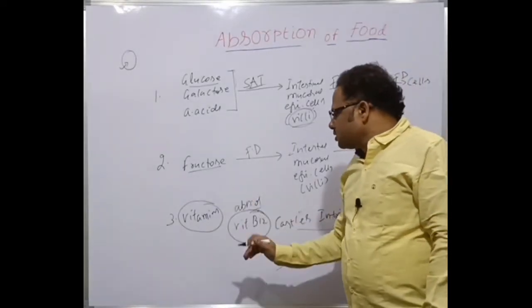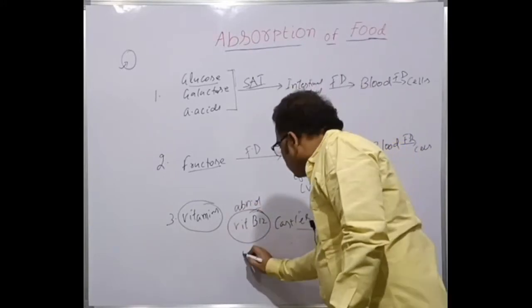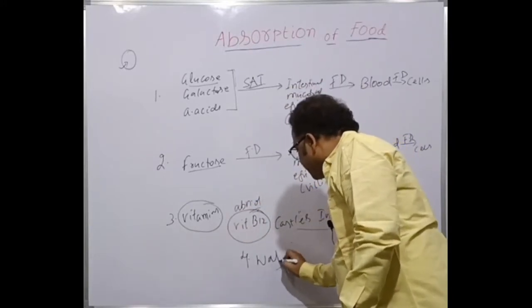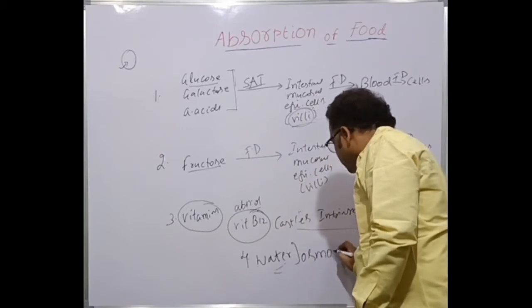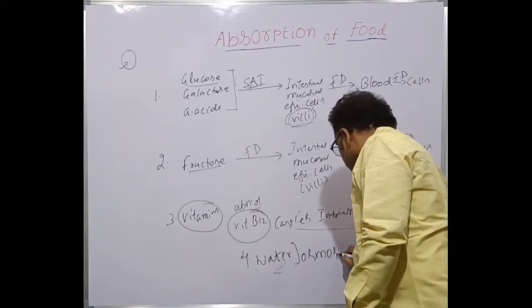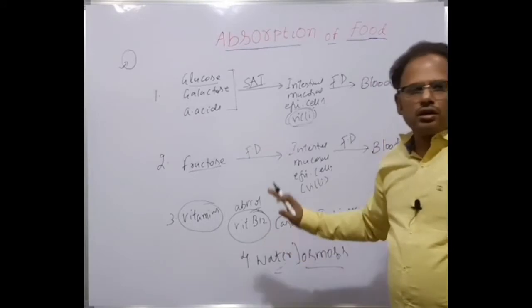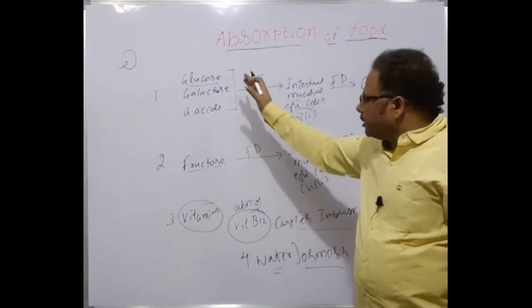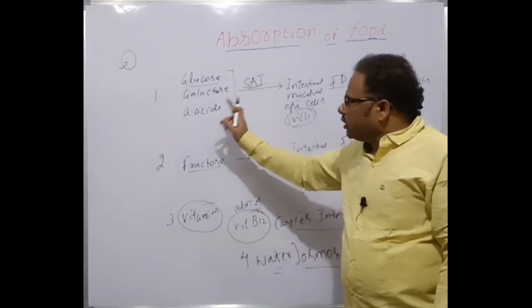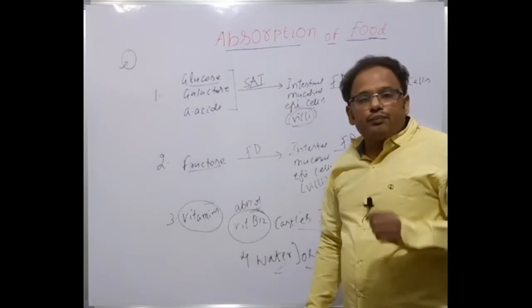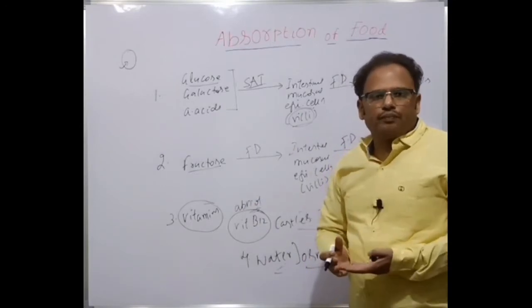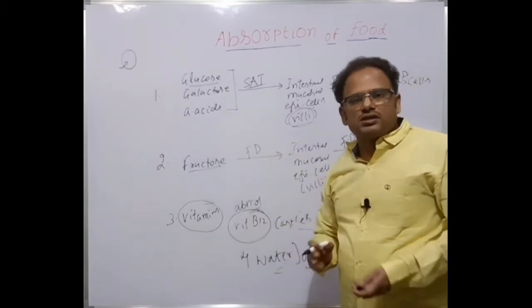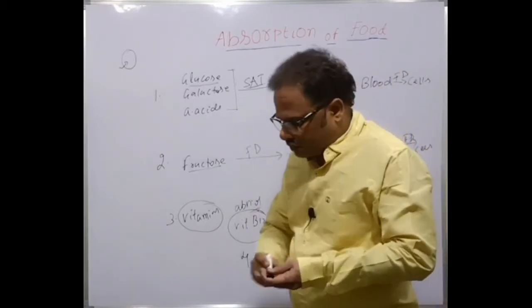So vitamins finished. Next one is the water. Water is transported by osmosis, based on the osmotic gradient. So what is remaining now? The thing remaining is the end products of fat digestion. What is that? Fatty acids and glycerol. What happens with these fatty acids and glycerol? Let's discuss now.